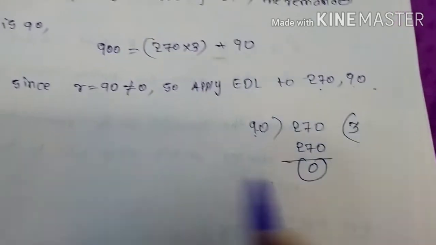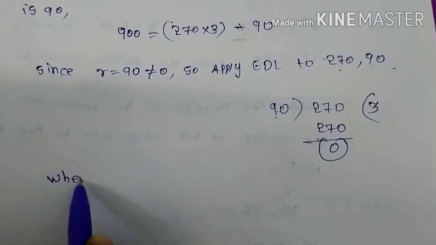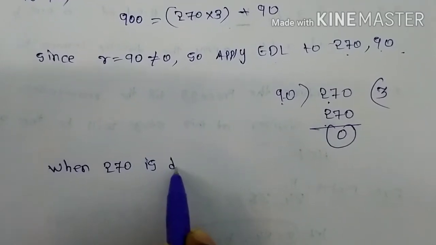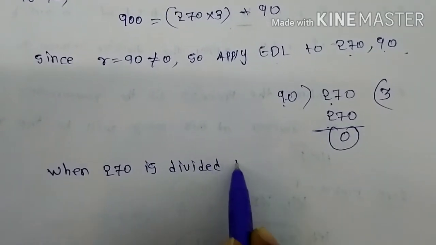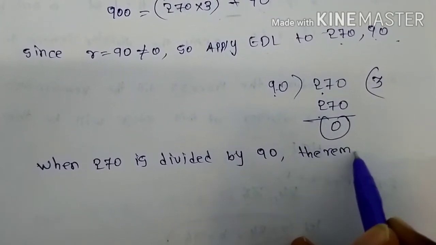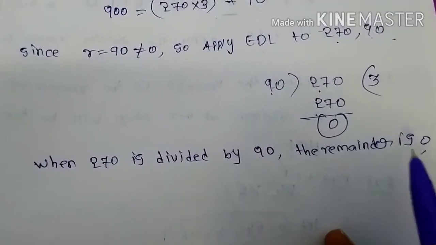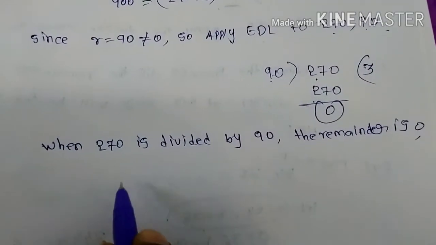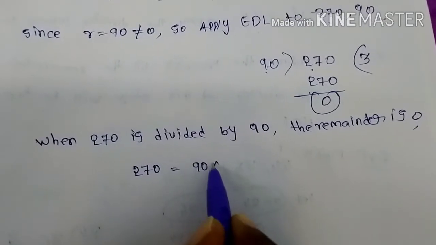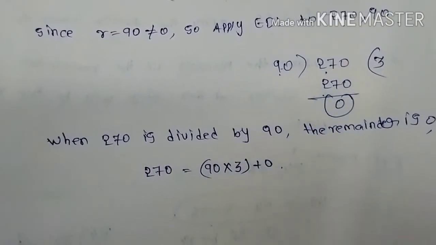You know that remainder is 0. This can be, you can express. How can you express? You can write here. When 270 is divided by 90, the remainder is how much? You can write the remainder is 0. I am writing here remainder is how much? 0. How can you express? See, here 270 is equal to 90 into 3 plus 0. You need not write 0, but if I am writing, no problem.